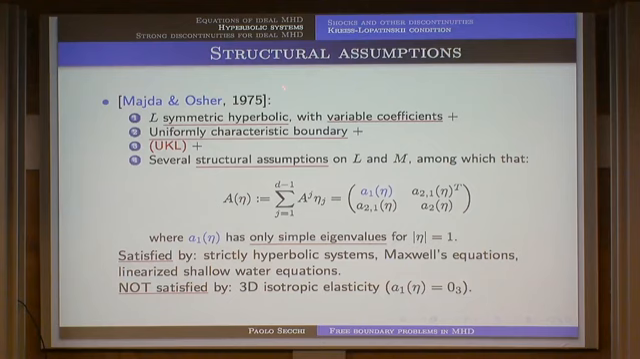Okay, we have these assumptions. We must have the uniform Lopatinsky condition. Some structural assumptions, like this one, for example. We have this decomposition of A of mu, and this part here has only simple eigenvalues. It is necessary to write it in this form. This is true in some cases, but not always. For example, it is not true in 3D isotropic elasticity.